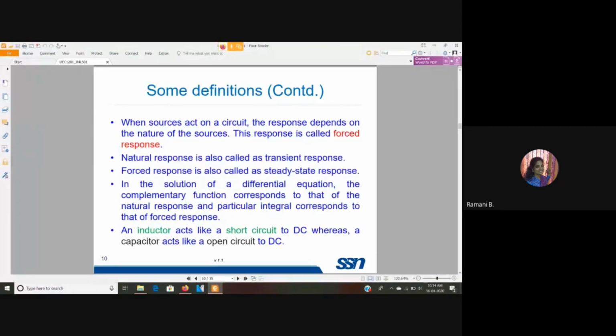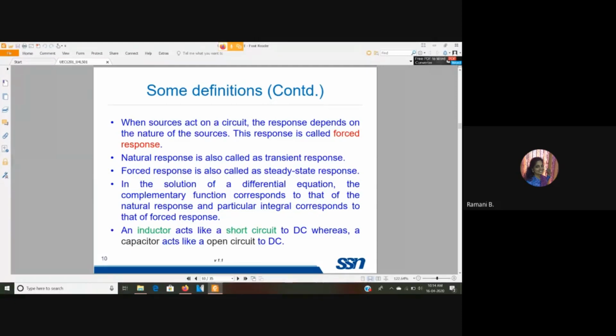That is, if you are switching on a device, it will be taking some time. If the storage element has some charge, it will be working with that element's energy, so it will be there for some time. That is why we relate this natural response to transient response. And the forced response is also called the steady state response.